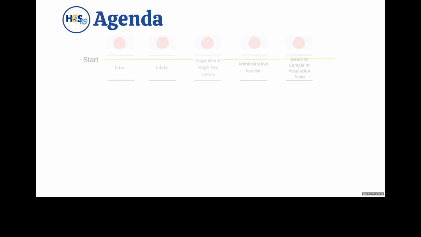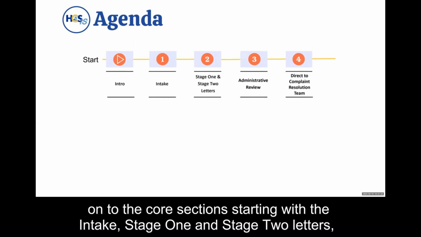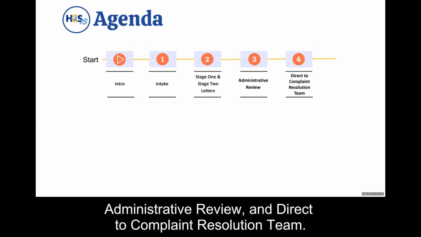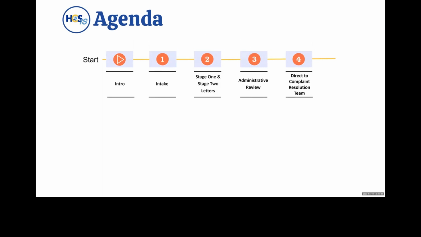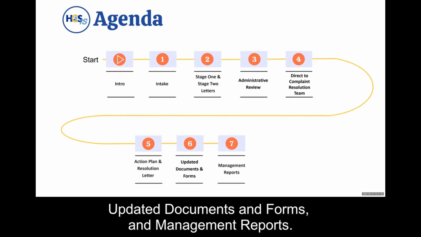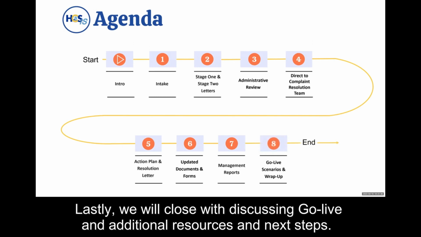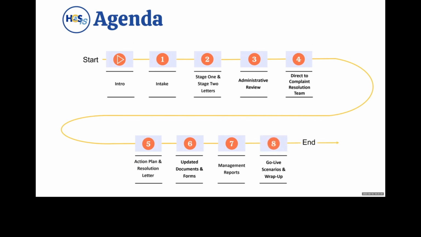Here is an overview for how our training will progress. We will begin with a brief introduction to this training and release. Then we will move on to the core sections, starting with the intake, stage 1 and stage 2 letters, administrative review, and direct to complaint resolution team. The second half of this training will consist of action plan and the resolution letter, updated documents and forms, and management reports. Lastly, we will close with discussing Go Live and additional resources and next steps.